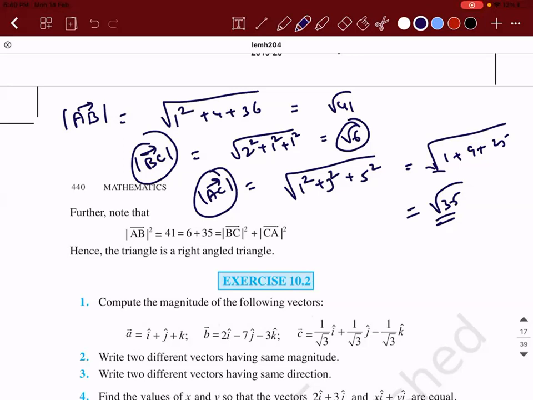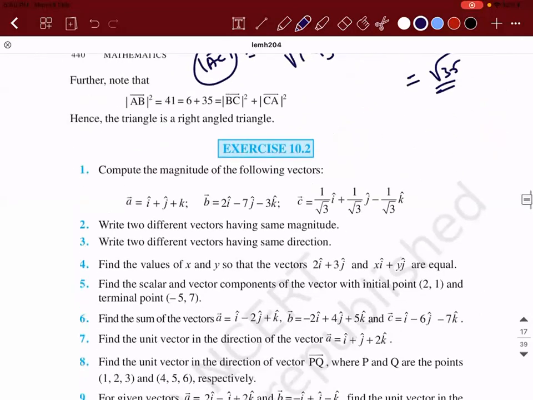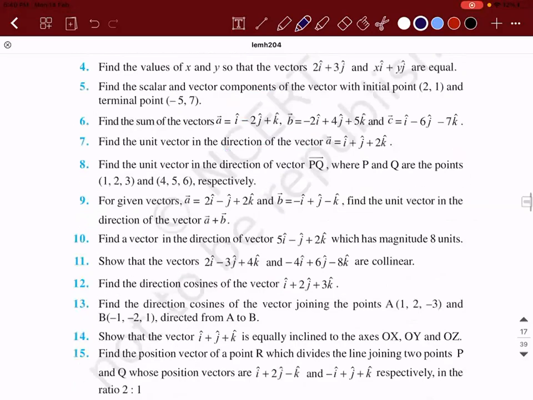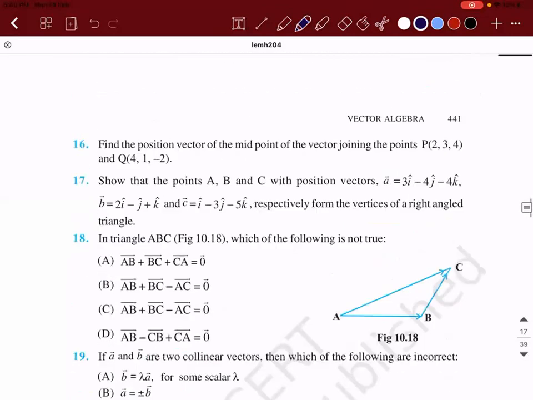Okay. Now what I will do, I'll explain you the outline of 10.2. I'll give you the hints. It is your job to solve it before tomorrow. Okay. So compute the magnitude means what are you supposed to do? Root of 1 square plus 1 plus 1, root 3.